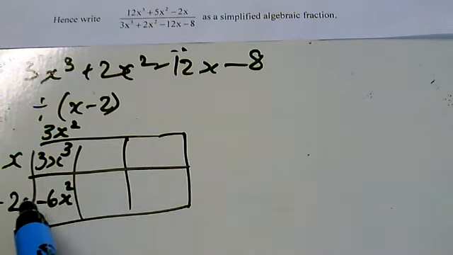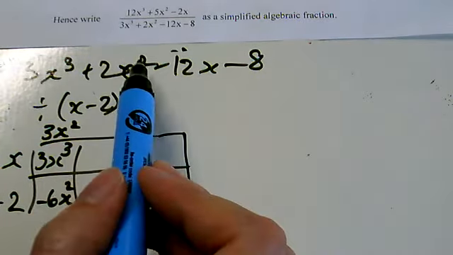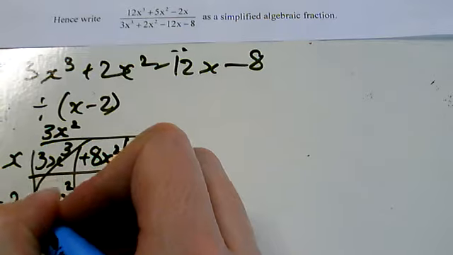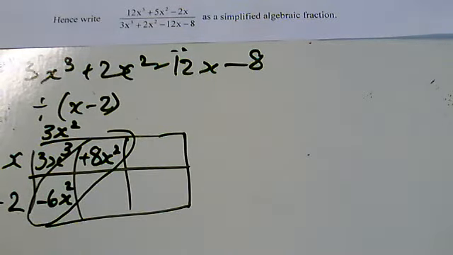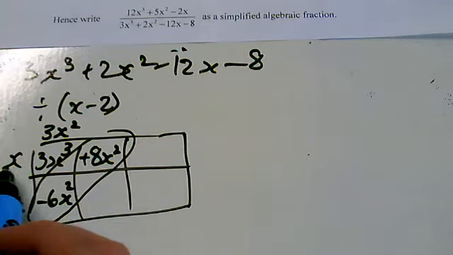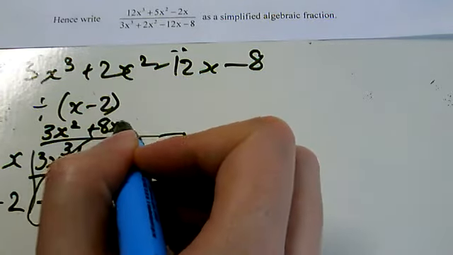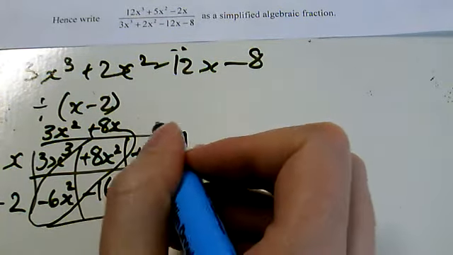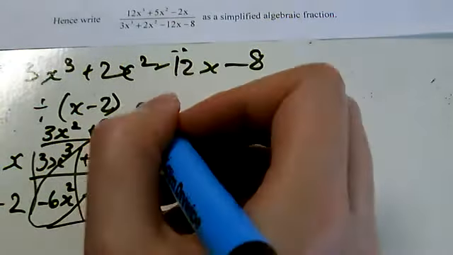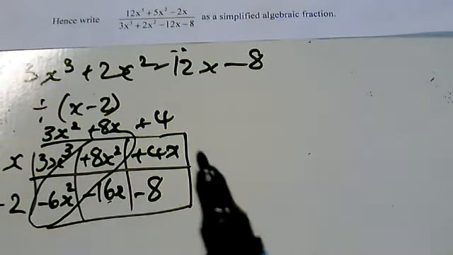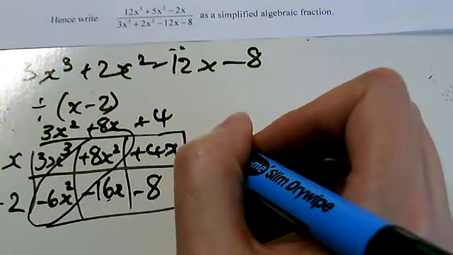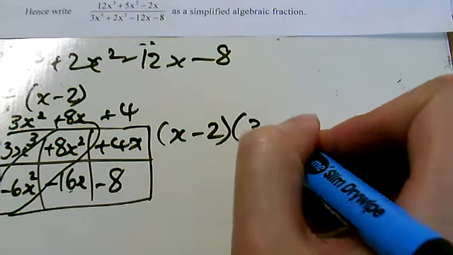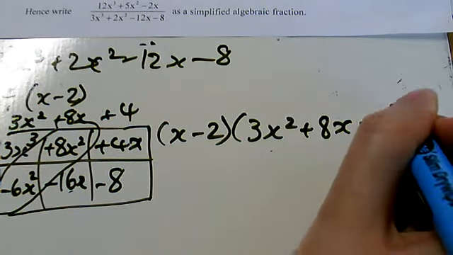Here then, I've got minus 6x squared, and I know I want plus 2x squared, so I must need to add on another 8x squared, so I'm going to put that here. And if you remember, the diagonals are where each type of power go. So multiplying across, that means I've got plus 8x, that gives me minus 16x, so I need to add 4x to make this diagonal add up to minus 12x, plus 4, minus 8, no remainder, so we've got x minus 2 times 3x squared plus 8x plus 4.